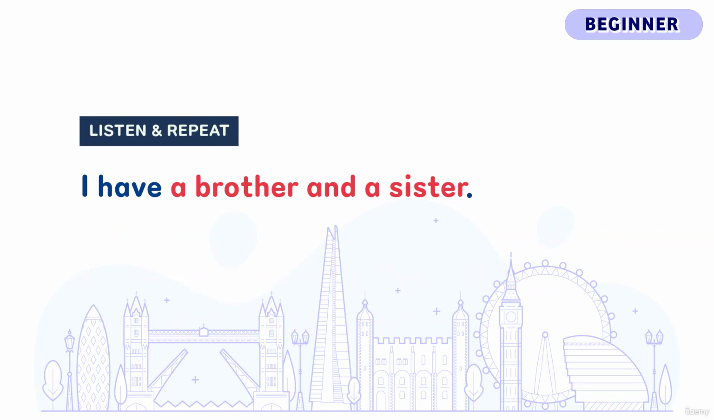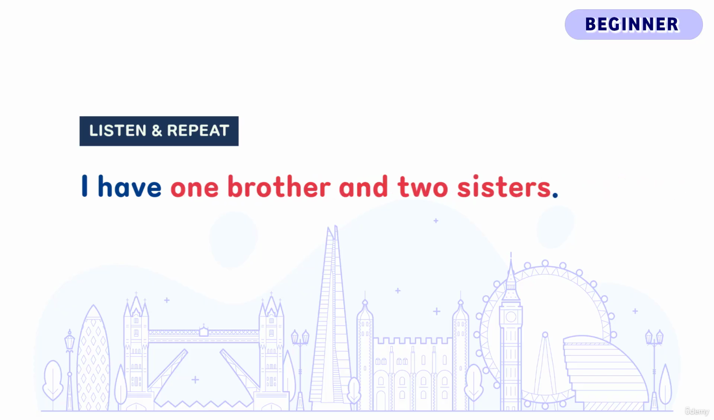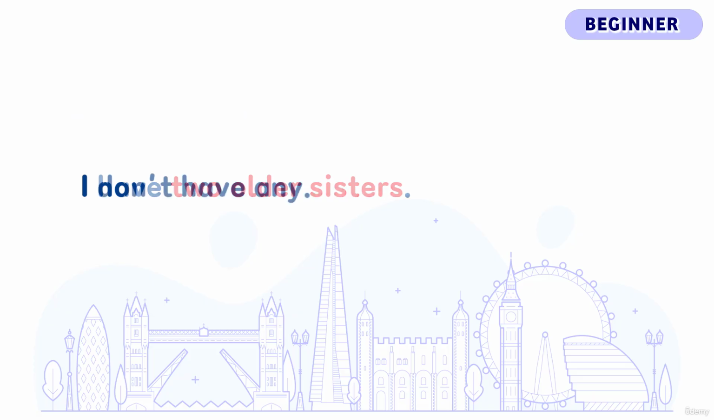Okay, so let's practice these sentences. I have a brother and a sister. I have a younger brother and an older sister. I have one brother and two sisters. I have two older sisters. Excellent job, well done.